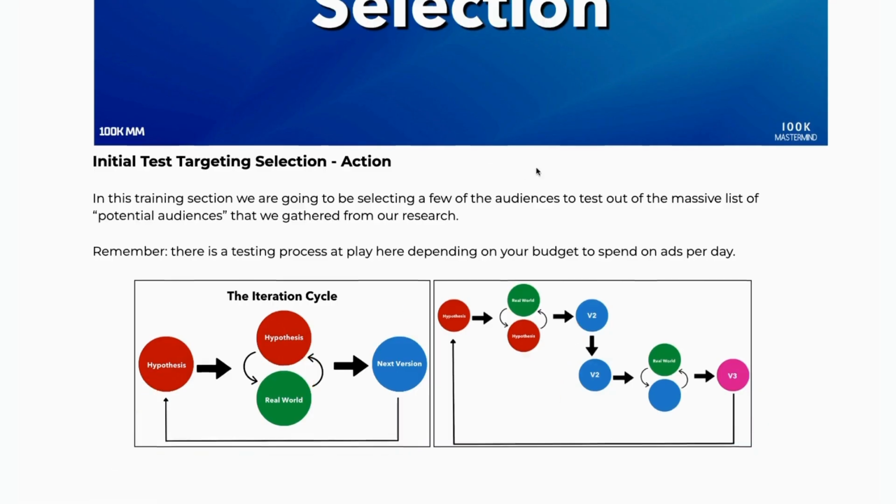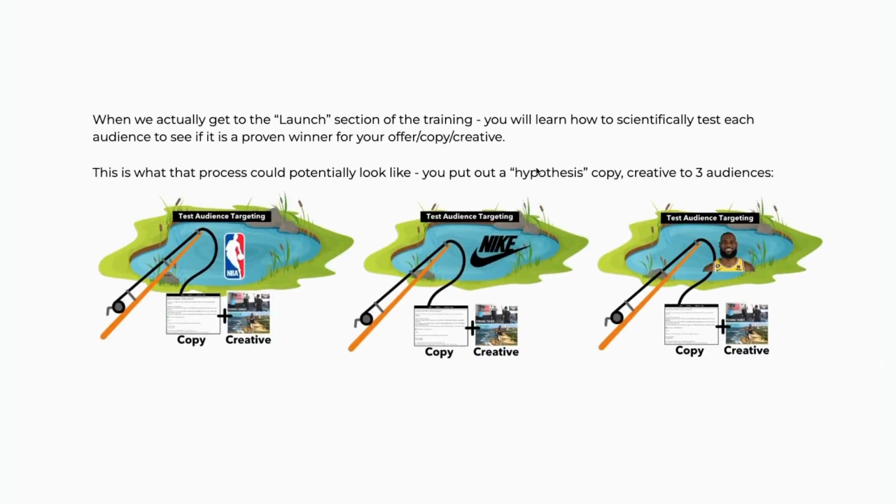Now, the big thing to understand, the premise and the strategy behind this, is that when we get to the launch section of all of these trainings, you're going to learn how to scientifically test each of these audiences and see if it is a proven winner for your specific offer, copy, or creative. So this is what the entire process is going to look like: we put a hypothesis, copy, and creative out there to 3 audiences.